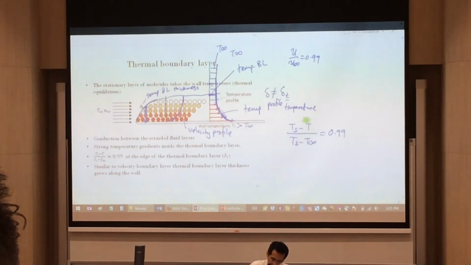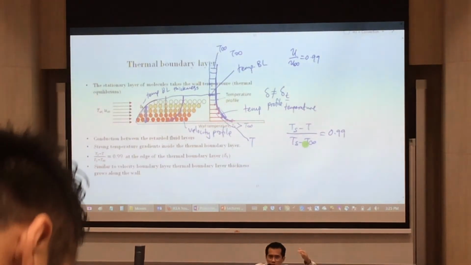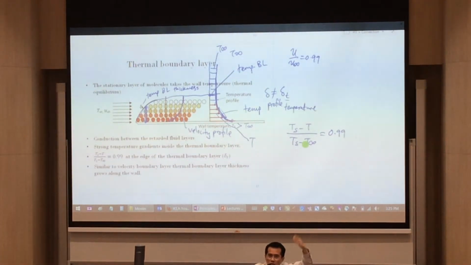So what is T over here? T is any of these temperatures that's within the boundary layer. Ts is the wall temperature, that solid surface plate temperature. And T infinity is the temperature at infinity. So Ts minus T infinity is essentially the temperature difference between the solid plate and T infinity. That's the range of temperature difference.